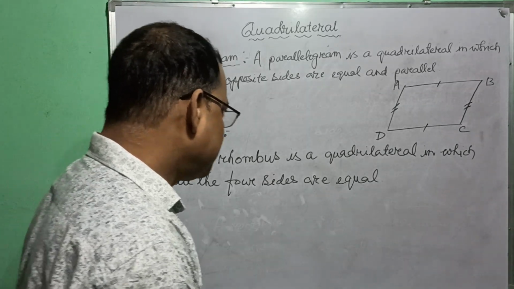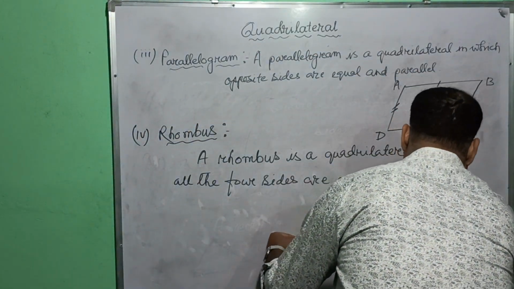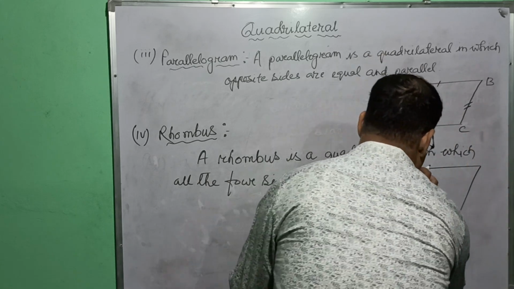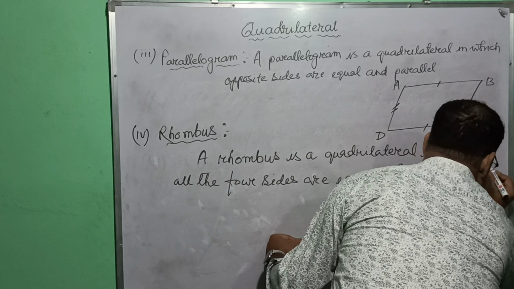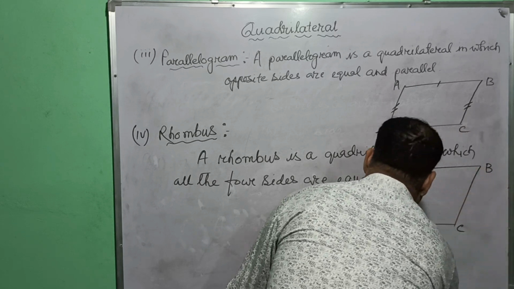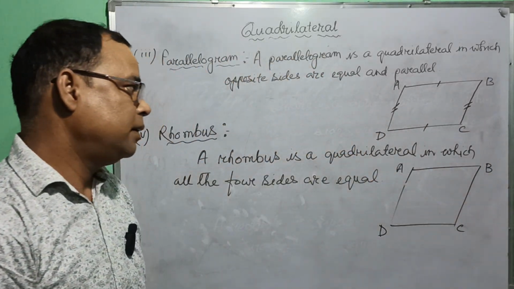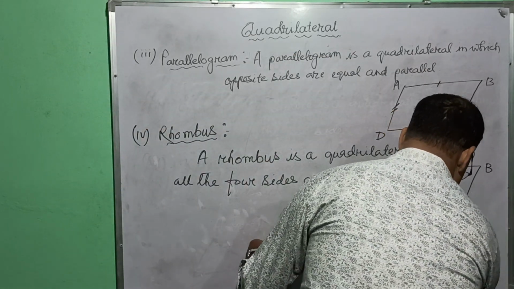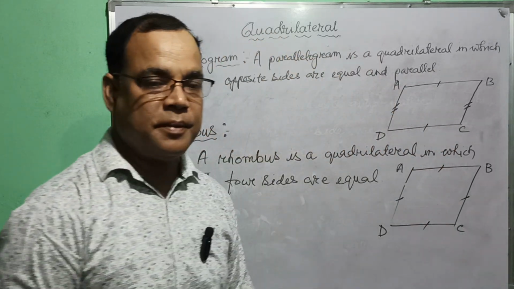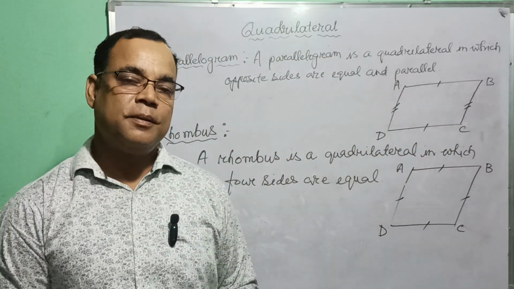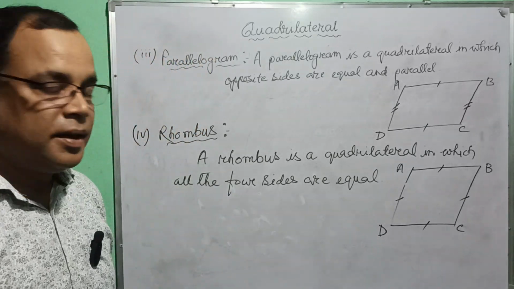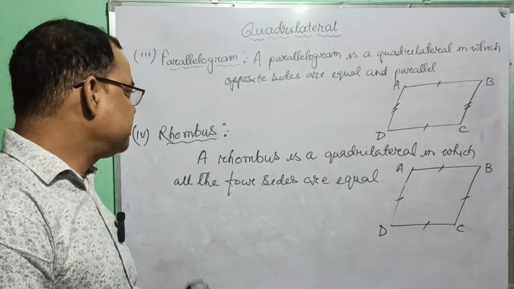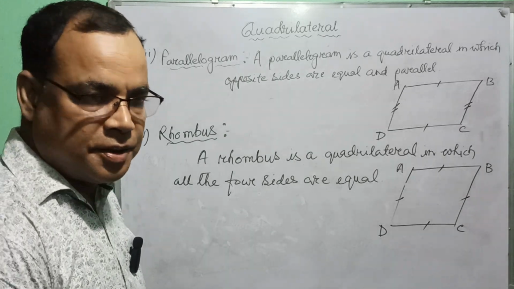So this is the definition of a rhombus, and we can draw a rhombus in this way. Let it be A, B, C, D. So ABCD will be a rhombus if AB is equal to BC equal to DC equal to AD. So this is the minimum criteria. Then there are many different properties of rhombus also. We'll discuss it later on. As I said, today I'll discuss only the definition.